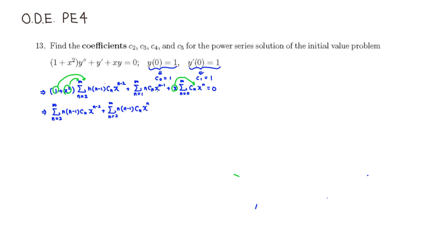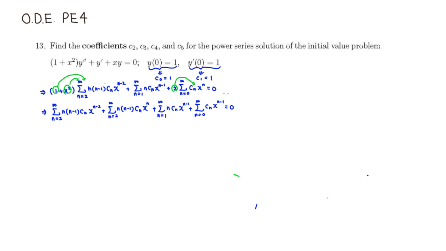So the next one, I'm going to leave it as it is. So you have a summation, n goes from 1 to infinity, and n Cn x to the n minus 1. And plus summation, n goes from 0 to infinity, we have a Cn and x to the n plus 1. So this is going to be equal to 0.